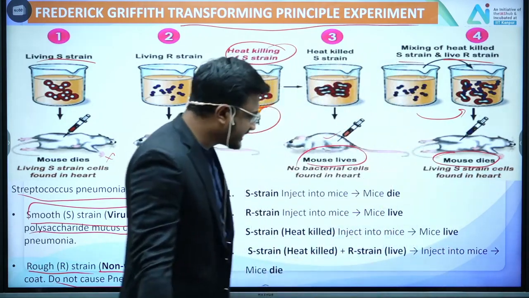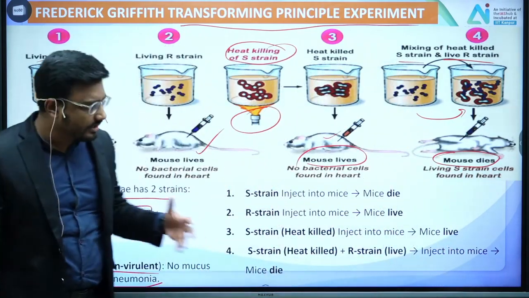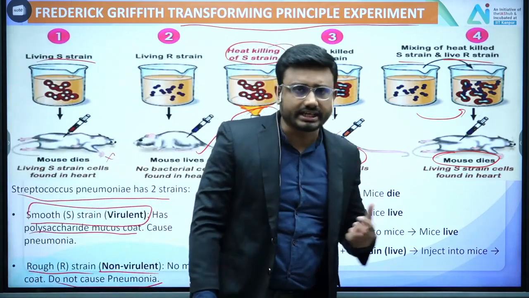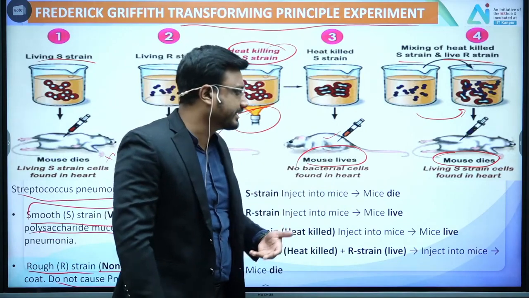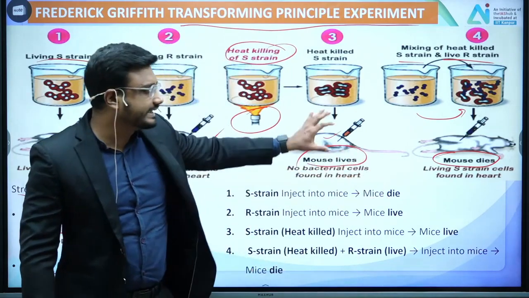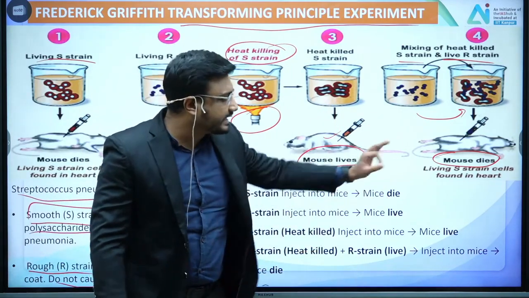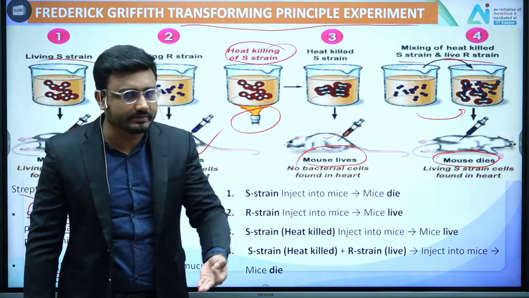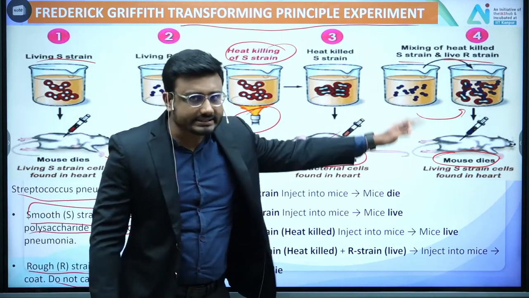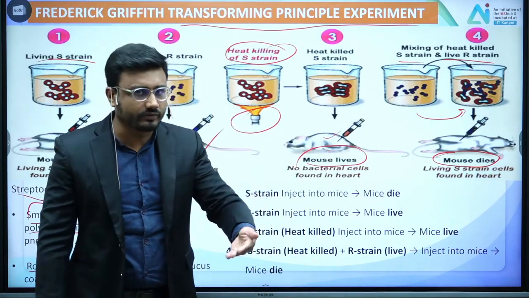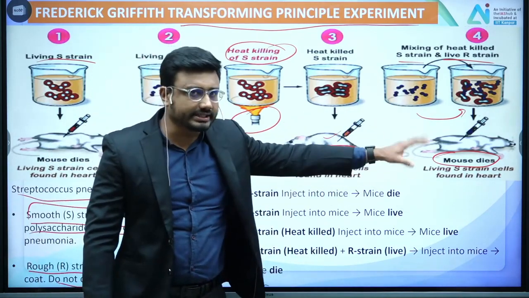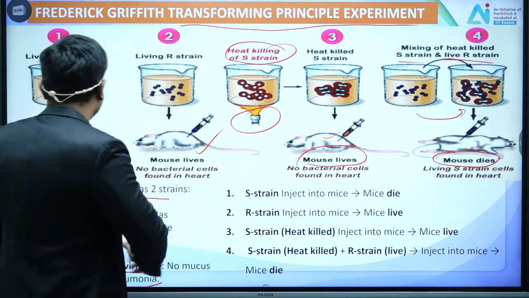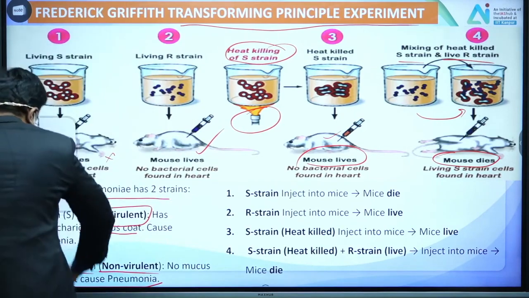Now a question arises: why does the mouse die? After this experiment, other scientists conducted many more experiments, and it was found that the DNA was responsible. The DNA of the heat killed S strain bacteria was responsible for transforming the R strain bacteria into a virulent one, and thus that led to the death of the mice. So now let's move ahead to the next concept.